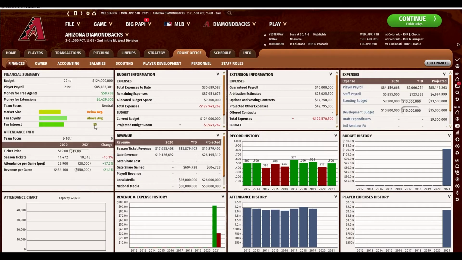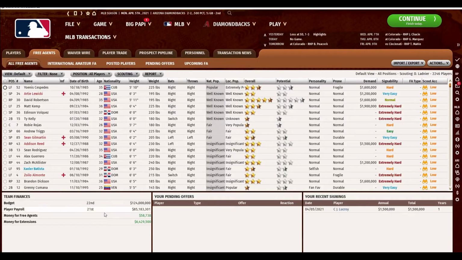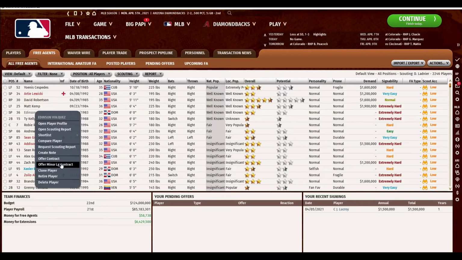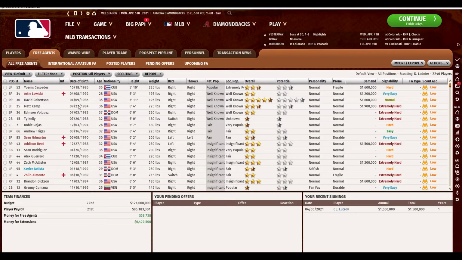I signed one free agent and I got a 5-point fan interest bump. And you can go back in and you can take a look and you can say, all right, let's see who else is here. So we don't have any money left, but we could sign Edison Volquez. Does he want to come play with us? We're over our budget at this point, but that's the strategy.